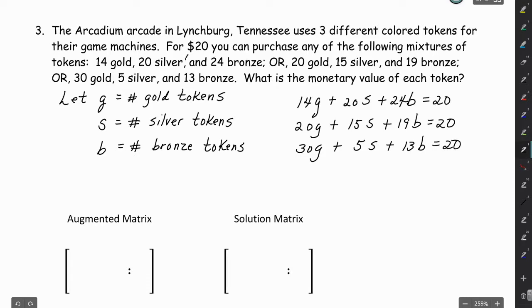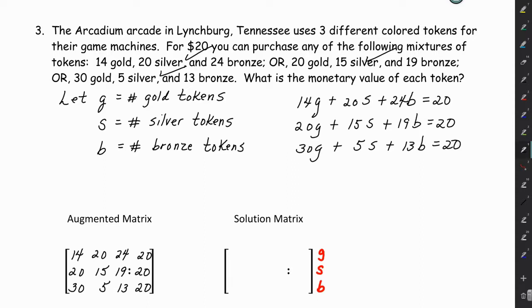All right, so we've taken care of this scenario, and this scenario. Now we're going to take our equations and put them into our augmented matrix, and they're all in the order of G, S, and B, gold, silver, and bronze. So we know our result is going to be in the order of gold, silver, and bronze. All right, so let's write in our augmented matrix, and all of these are in that order, so I don't have to rewrite any of them.